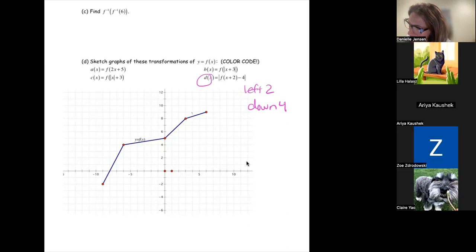So left 2 and then down 4 would leave me at 5. Left 2, down 4 would leave me at 4. Given I'm doing this quickly, anyone let me know if I'm making a mistake here. Okay, so left 2 and then down 4 would give me 1. Left 2, down 4 would give me 0. And then the last one is left 2 and down 4. Okay, so I'm just drawing this before I deal with the absolute value.